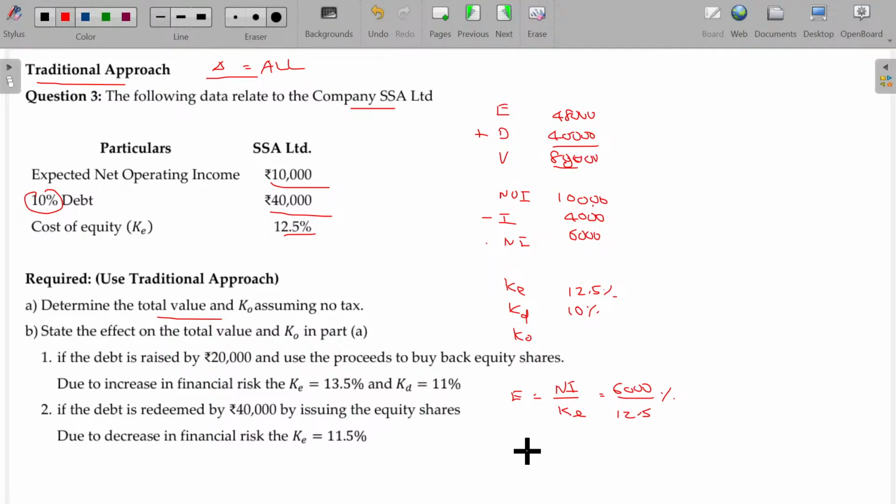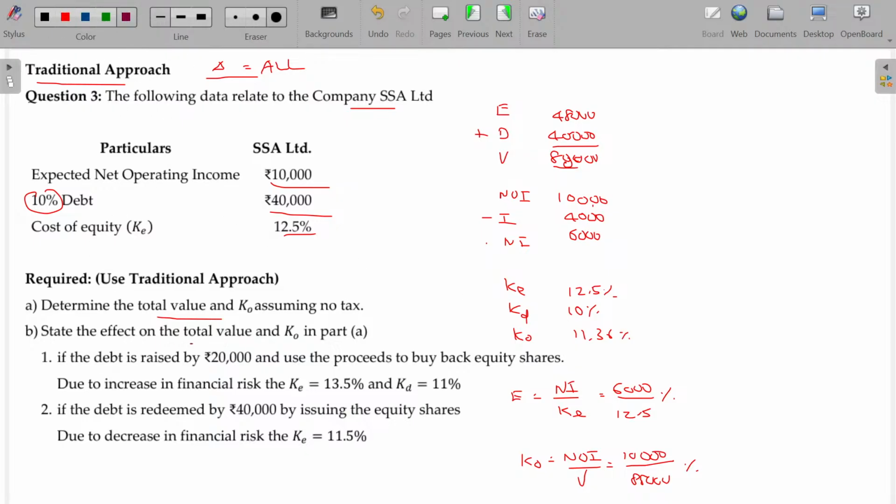Now you can calculate the KO also. KO is equal to NOI divided by V. NOI in this case being 10,000, value being 88,000, 11.36 percent. Okay.